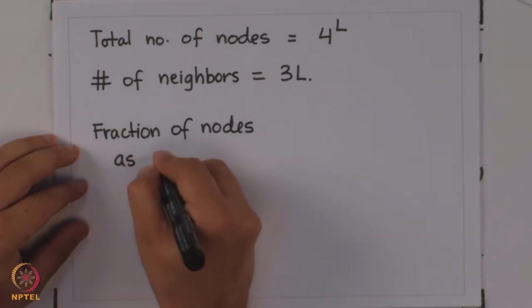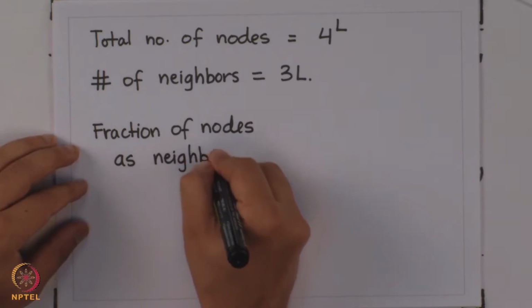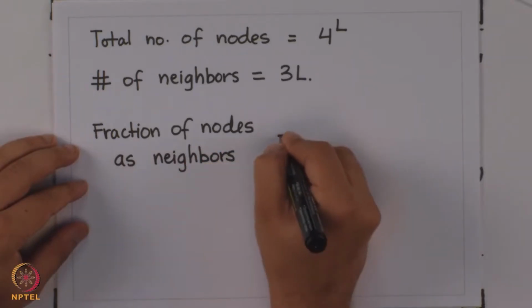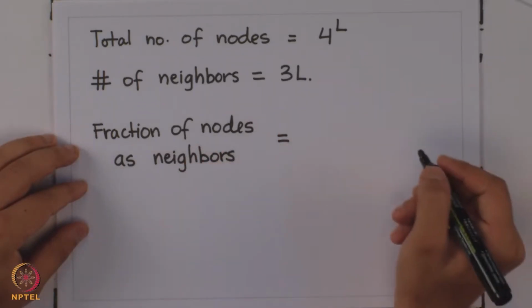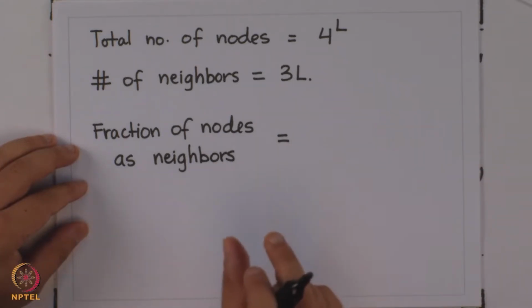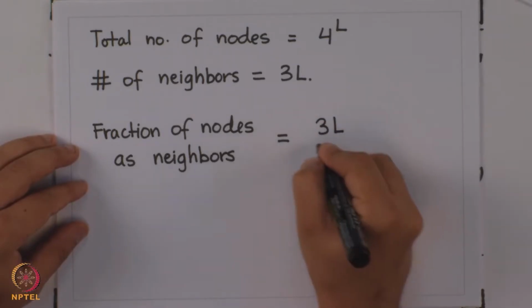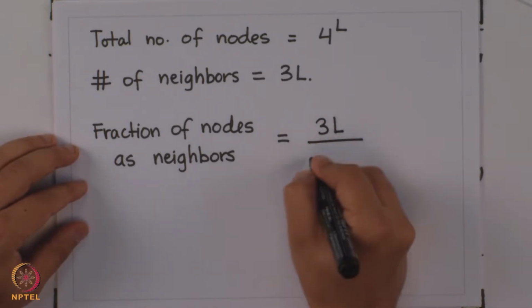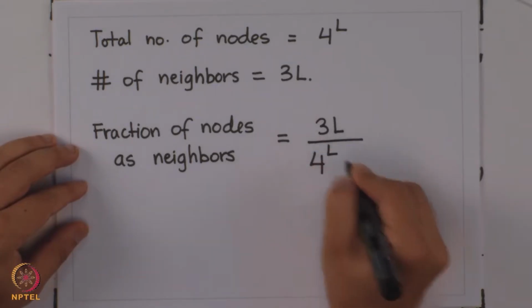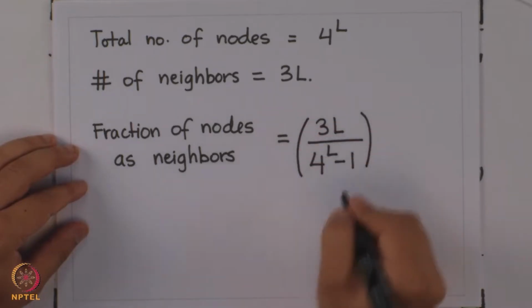as neighbors: so of all the nodes that exist in this graph, what fraction of nodes are a neighbor of any particular node I, and that will be 3L, which is the actual number of neighbors, divided by total number of nodes, 4 to the power L, and we can subtract 1 because 1 is that node itself.